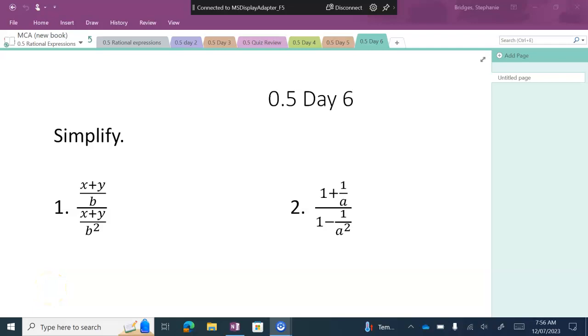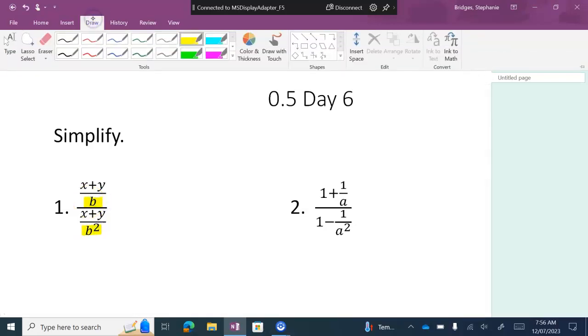I want us to look at, do we see the top fraction up there? X plus y over b. And then the bottom fraction is x plus y over b squared, correct? So the very first thing we want to do is look at the denominators of our two smaller fractions. So we're looking at b and we're looking at b squared.